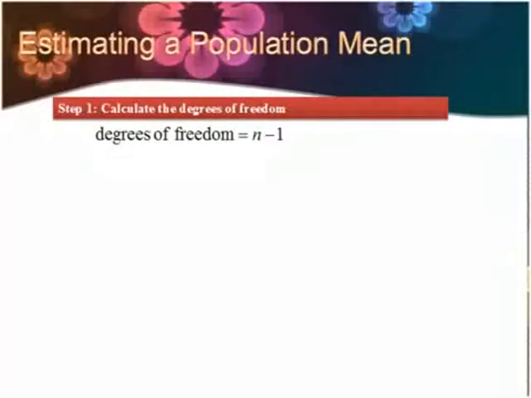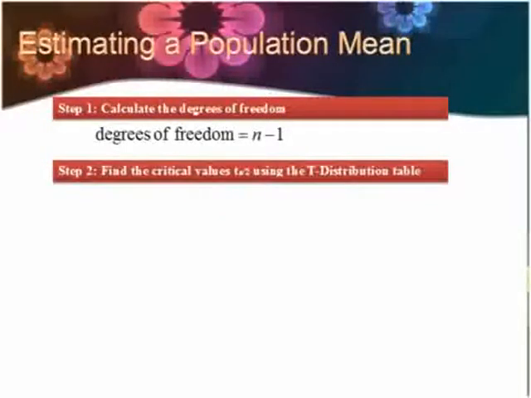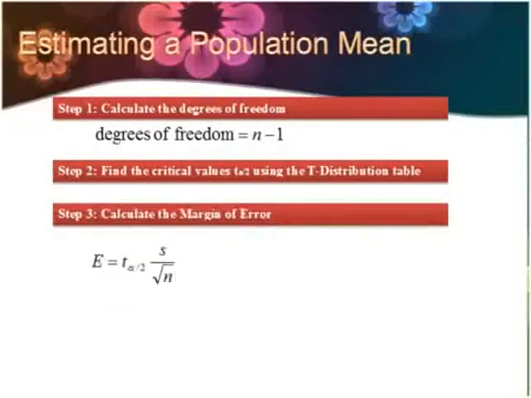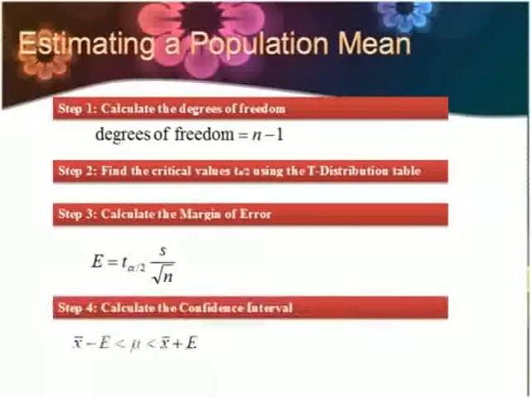So just to review our steps in calculating confidence intervals for estimating population means, you first calculate the degrees of freedom by your sample size minus 1. Then you want to find your critical values using the t-distribution table. Then you want to calculate the margin of error using the margin of error formula for estimating a population mean, which is different than the margin of error formula for estimating a population proportion that we saw in the previous section. And finally, step 4, you want to calculate the confidence interval by adding and subtracting that margin of error to your sample mean.